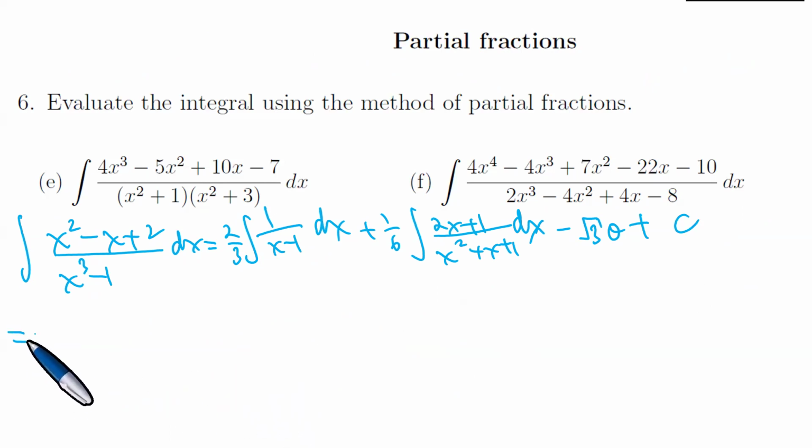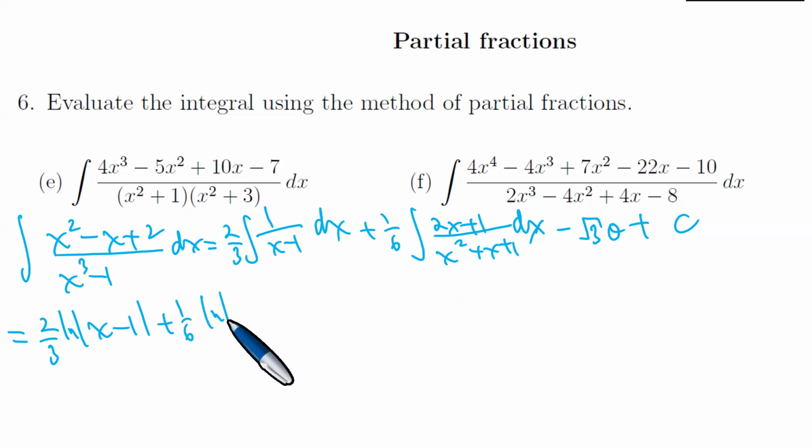And this is 2/3 the ln of x minus 1, 1/6 of the ln, because the derivative of this is the same as the numerator, it's the ln of the denominator. Minus square root of 3 theta.